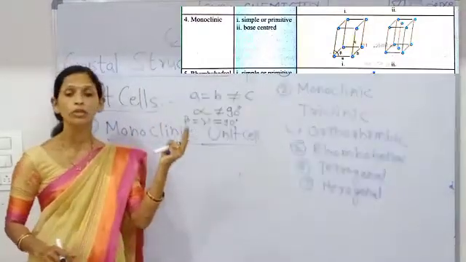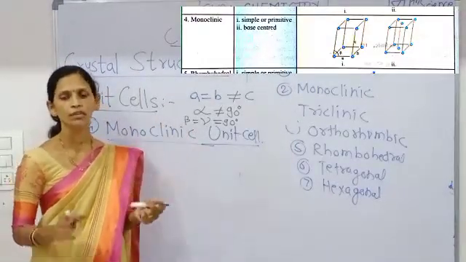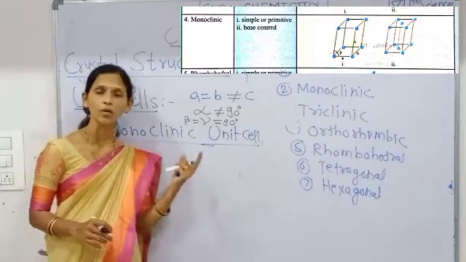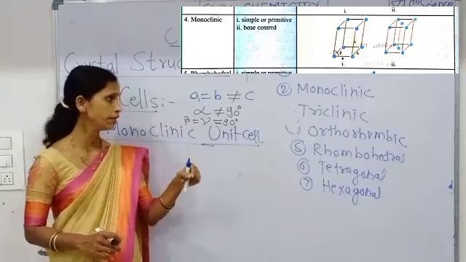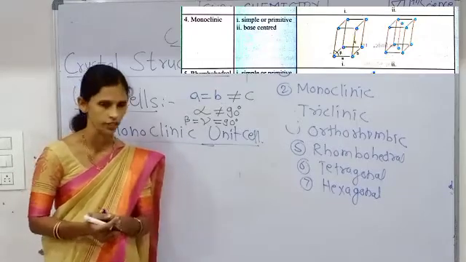There are also two types of monoclinic unit cells, that is simple or primitive monoclinic unit cell as well as base centered monoclinic unit cell.